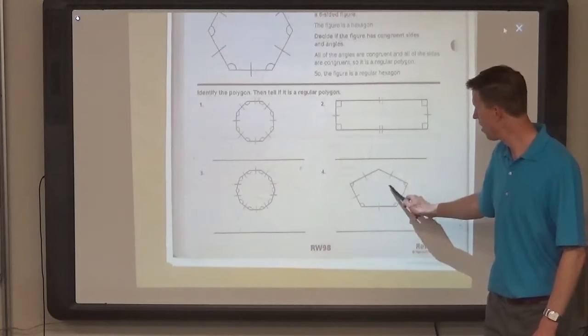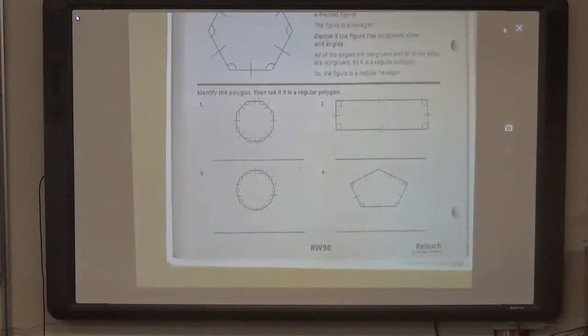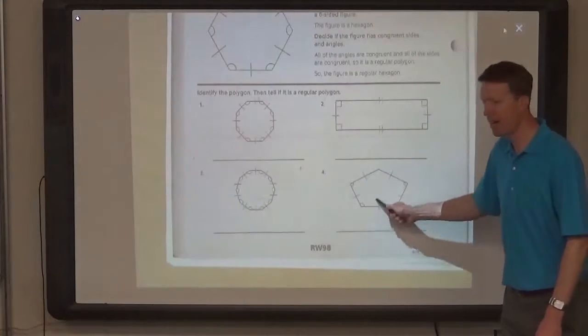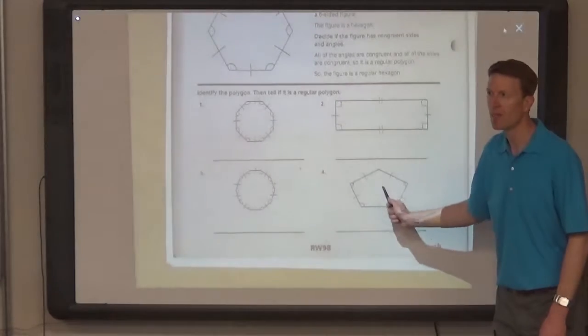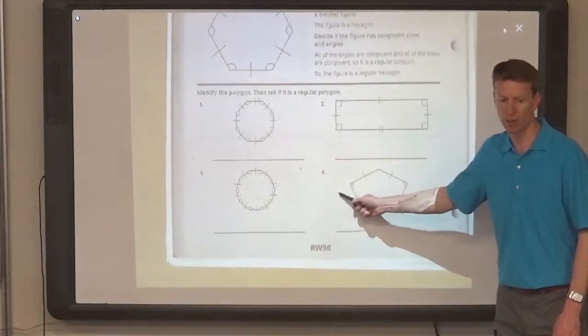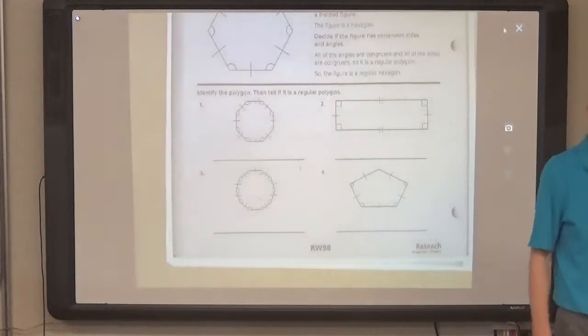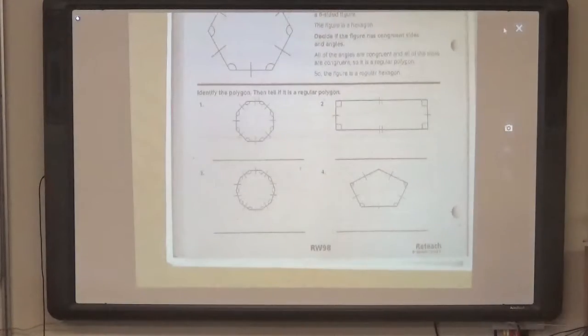Now, all of the sides are marked the same way. What does that mean? If they're marked the same way, then they're all equal also. They're all congruent also. Okay? Any questions on that?